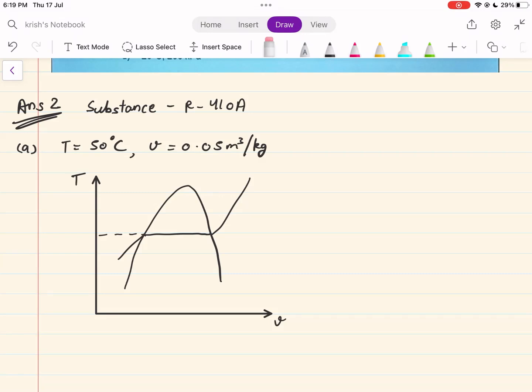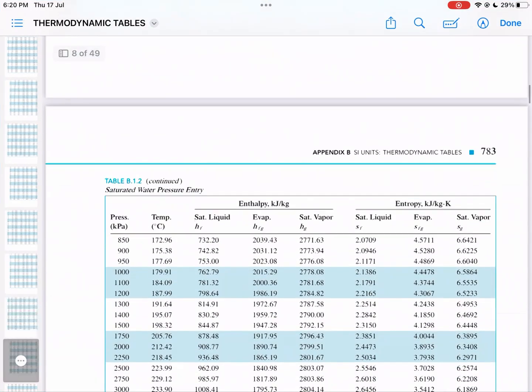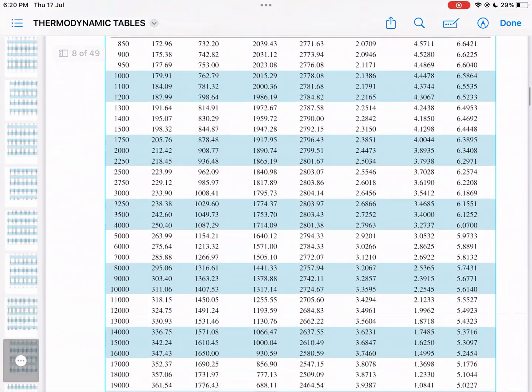This is a constant. Oh wait, again, as we are given T, we should draw the P diagram, and it will be exactly opposite of this, right? And this is our constant temperature line, which is 50 degrees Celsius. And now we have to find which table is for R410A.